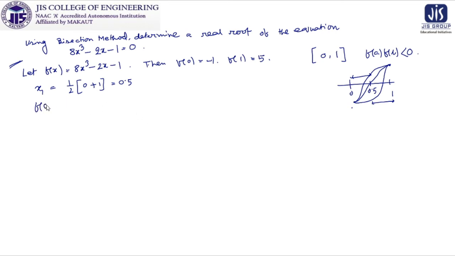So what we get for f(0.5), just by substituting, is -1. That means 0.5 is also negative. As it is negative, what will the next choice be? The next choice will be 0.5 and 1, because here we are getting the functional value negative and at 1 we are getting the functional value positive. In this manner we will proceed.